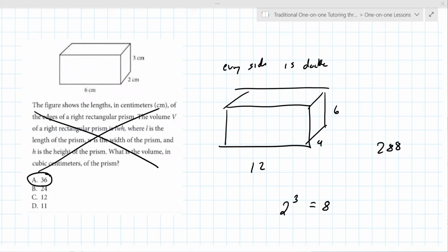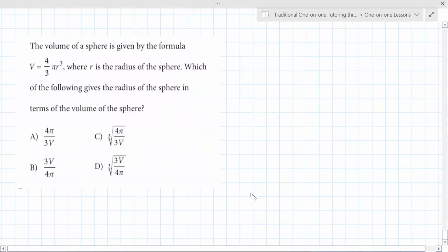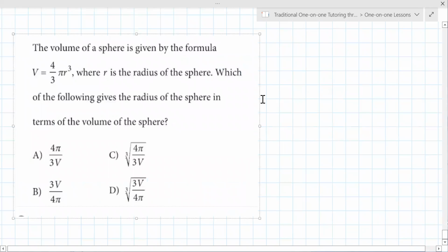Let's look at another problem here on volume, but it's with a formula. It's a literal equation. The volume of a sphere is given by the formula V equals 4/3 pi r cubed, where r is the radius of the sphere. Which of the following gives the radius of the sphere in terms of the volume? Basically, you need to solve for r up here in this equation. Do you want to give this a try on your own? Sure. Okay.